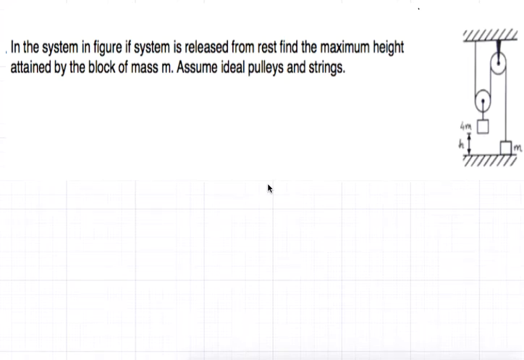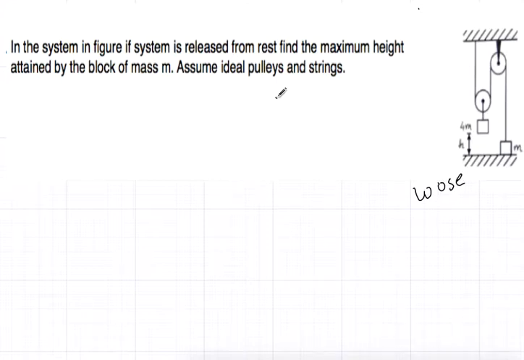Interesting problem and very conceptual problem. Now, what is the problem? When this 4m is released, it will go down and this will go up. Now, the moment it goes down to the ground, this particular thread will be loose.